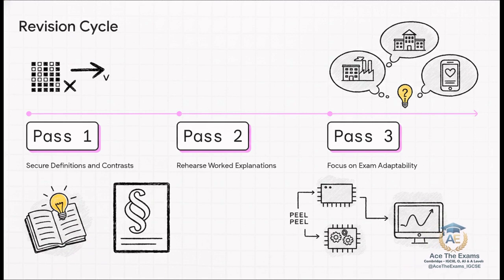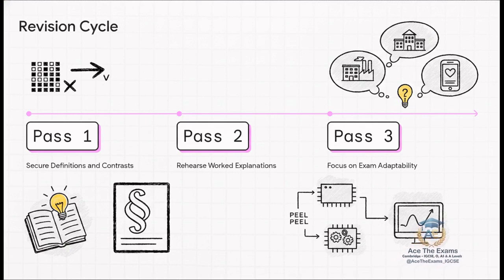Pass 1 is where you secure your key definitions and contrasts. You ensure you know precisely what a vector is and, crucially, how it directly contrasts with a bitmap. Pass 2 is where you rehearse worked explanations. You don't just sit there memorizing facts, you physically practice writing out full paragraphs using that Peel framework. You rehearse the diagrams. You rehearse how the math actually translates to shapes on a monitor. And Pass 3? Well, this is the master level. You focus entirely on exam adaptability.